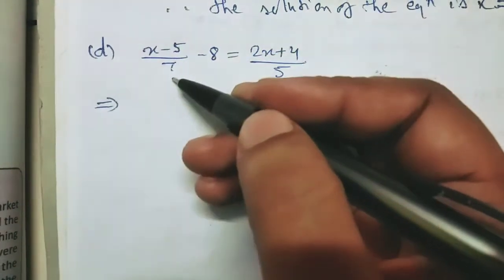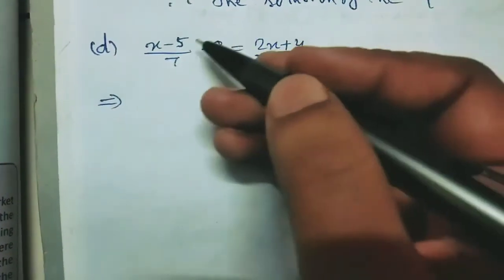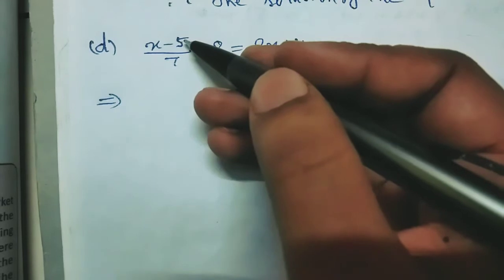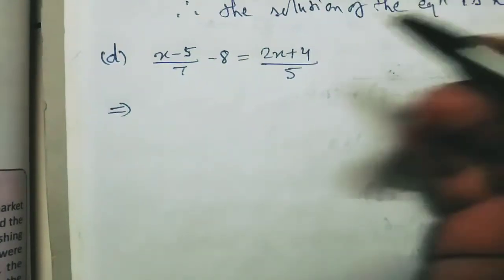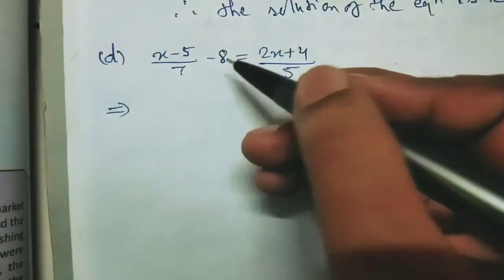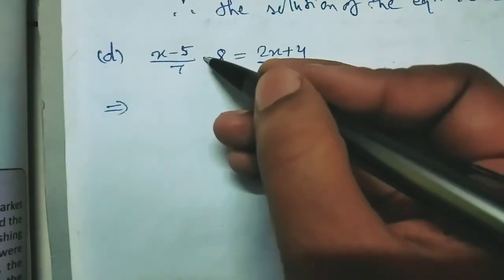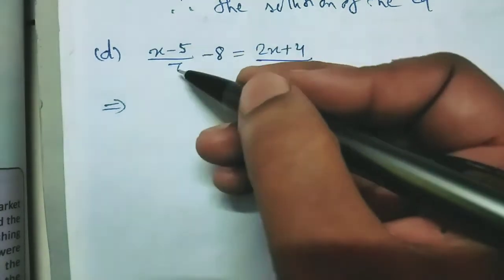So you can see this is a fraction and this is also a fraction. So what do you do first? You know the fraction plus and minus. Okay, you know properly how to solve fraction addition and subtraction. So we'll do this subtraction here, because this is (x - 5)/7 - 8.